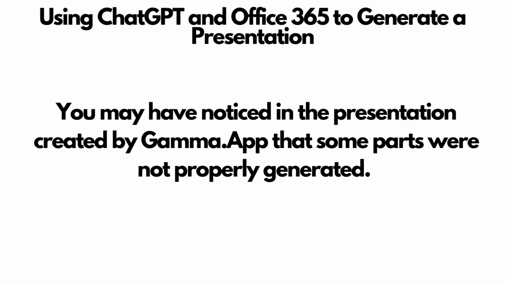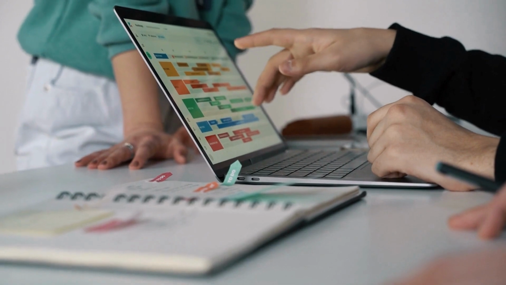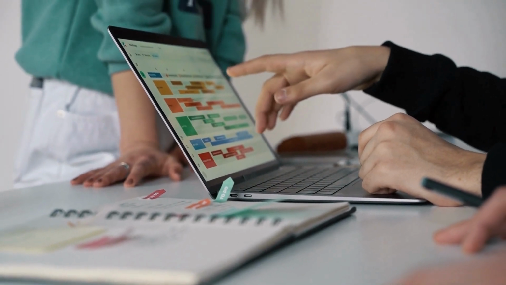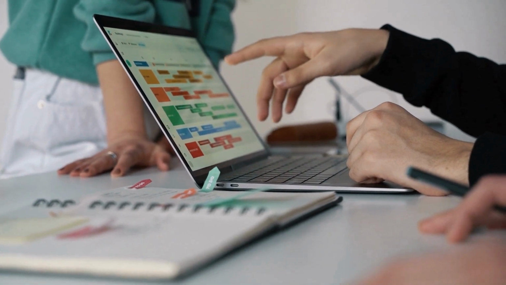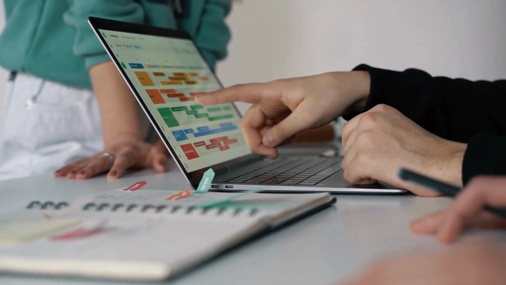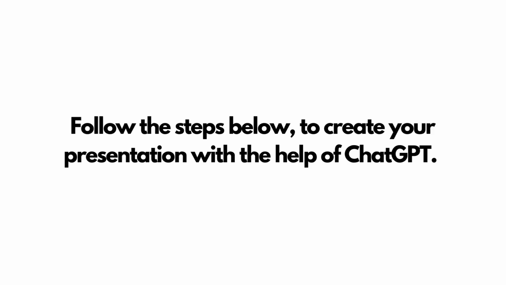Using ChatGPT and Office 365 to generate a presentation. You may have noticed in the presentation created by Gamma.app that some parts were not properly generated. Therefore, you can use this AI tool for making presentations on generic topics. However, if you want to create a presentation on research topics or complex business subjects, you can use ChatGPT together with Office 365 Online to generate a stunning presentation with proper content. Follow the steps below to create your presentation with the help of ChatGPT.